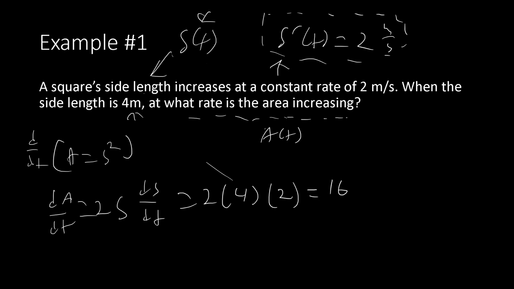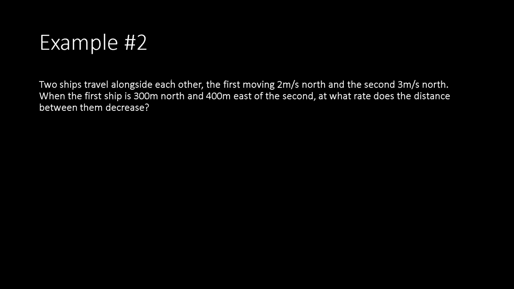All right, next problem. Now we have two ships that travel alongside one another. The first is moving 2 meters per second north, and the second is moving 3 meters per second north. Now, right away, I know I'm going to have to talk about these ships, so I'm going to say our first ship is going to be ship A, and our second ship is going to be ship B. When the first ship is 300 meters north and 400 meters east of the second, at what rate does the distance between them decrease? Okay, so I know that another variable that I'm going to need is the distance, because we're looking for the rate at which the distance between them decreases.